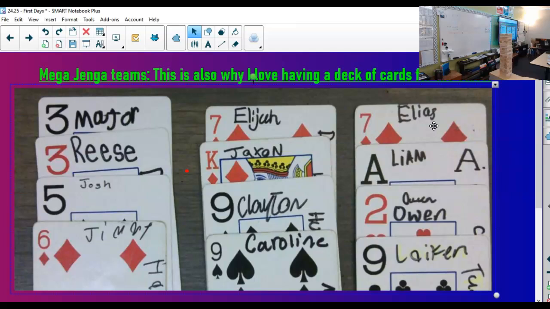Tomorrow, Lakin's team will be first, Caroline's team will be second, Jimmy's team will be third. But guys, it's not always an advantage to go first, because then you also go fourth. So tomorrow when we come in, get with your team as fast as possible. You need paper and pencil out, and we're just playing the Jenga review game. That's what we're doing tomorrow. Cool? Bye-bye. Unfortunately, we're out of time.